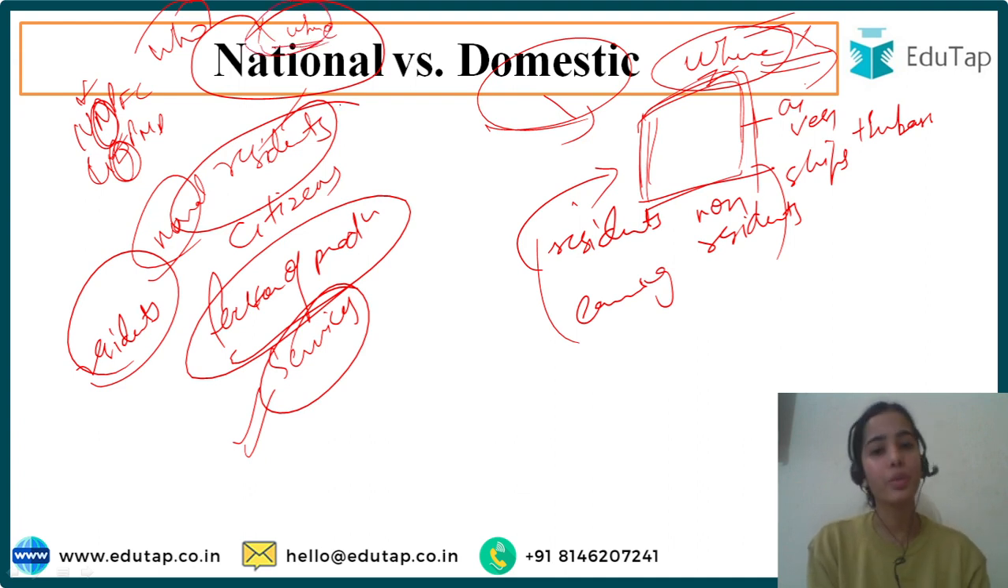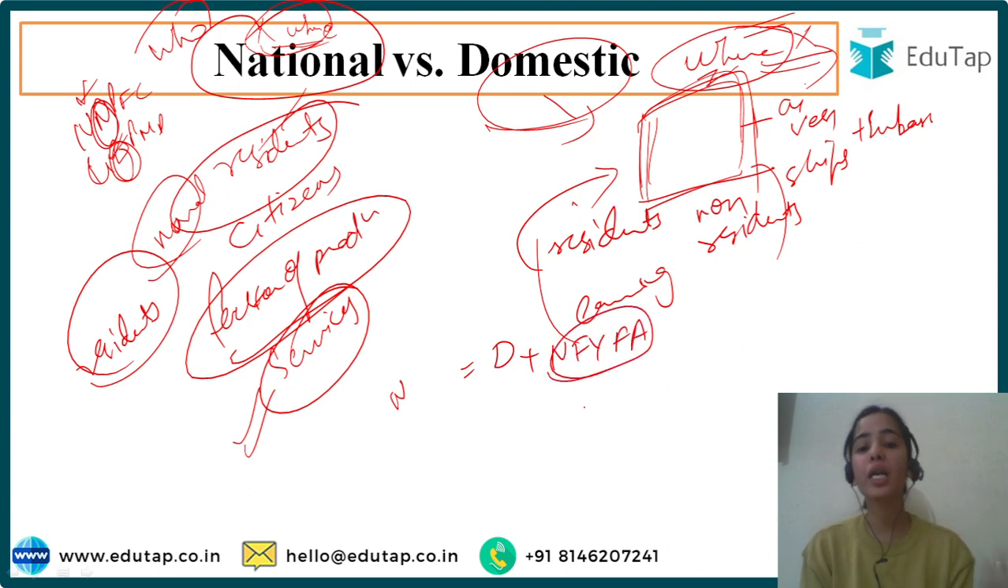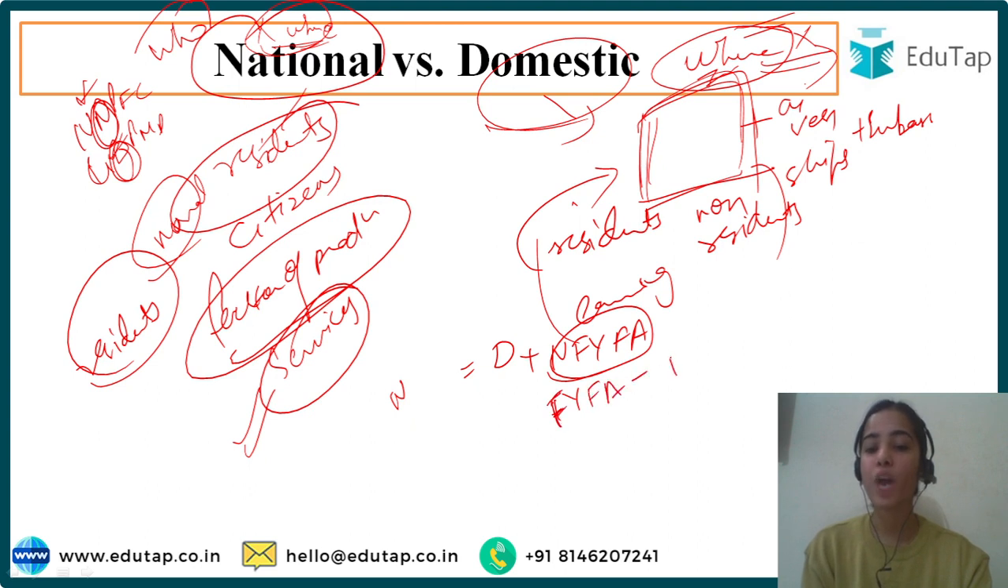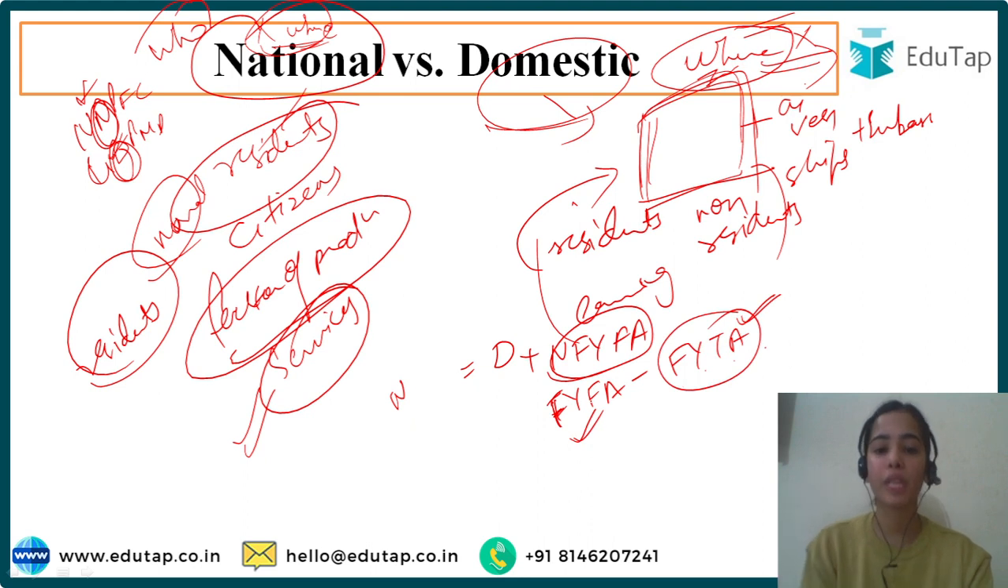So if we want to convert from domestic to national, we need to add the net factor income from abroad. That is, how much our citizens, our factors, are earning from abroad. So factor income, that is what our factors are earning from abroad, minus how much we are paying abroad. Factor income to abroad, what we have paid outside, we have to deduct, and we have to add what we have earned from outside. That is what national is.